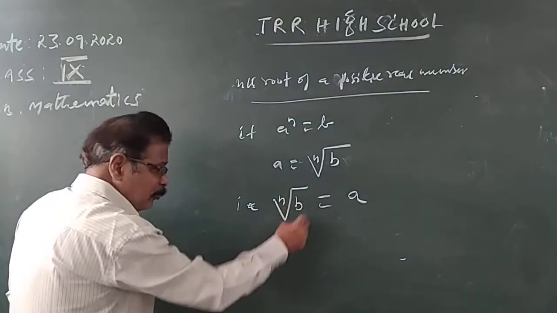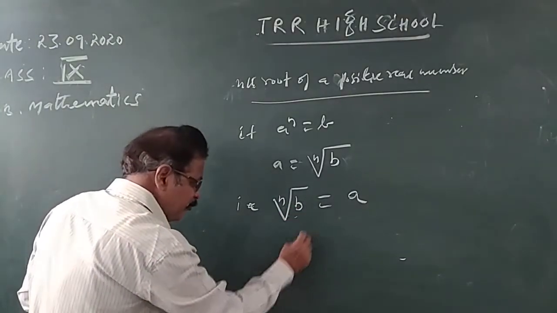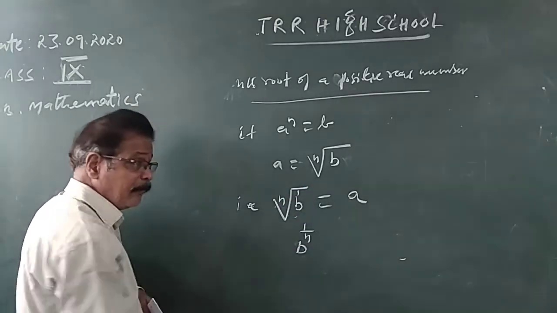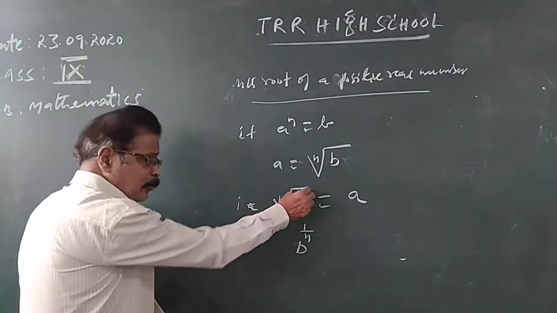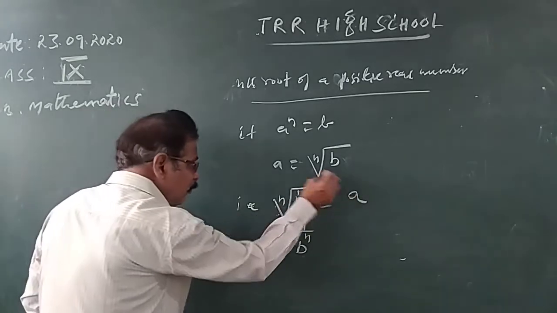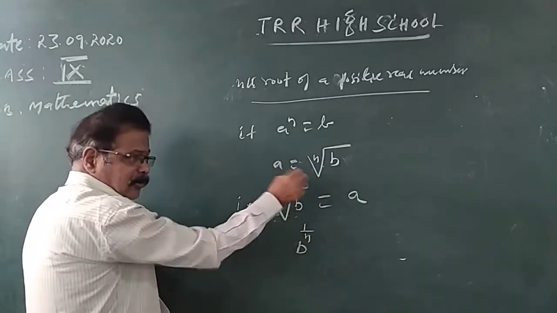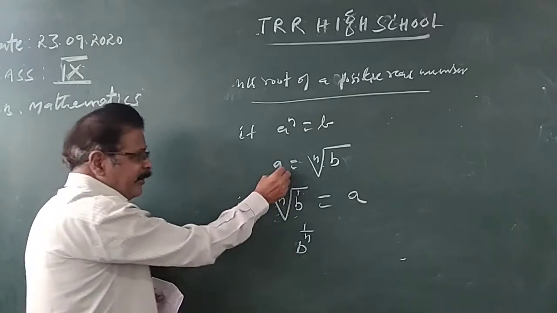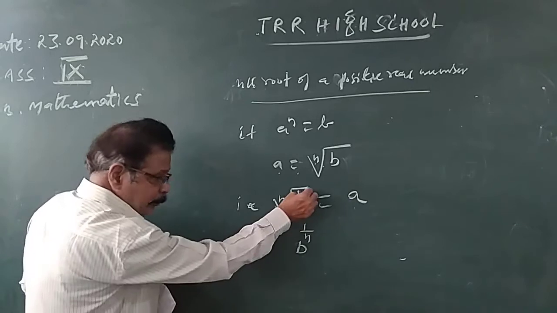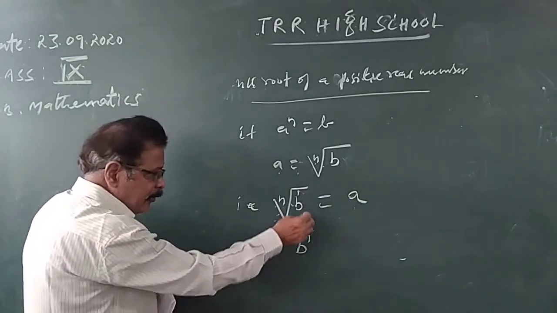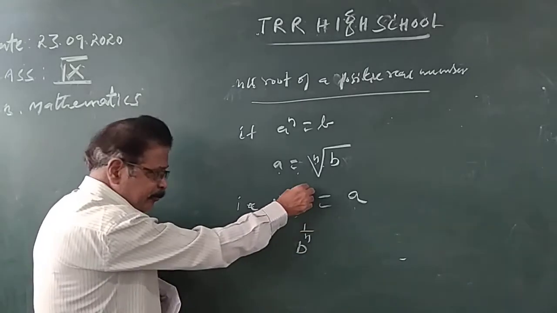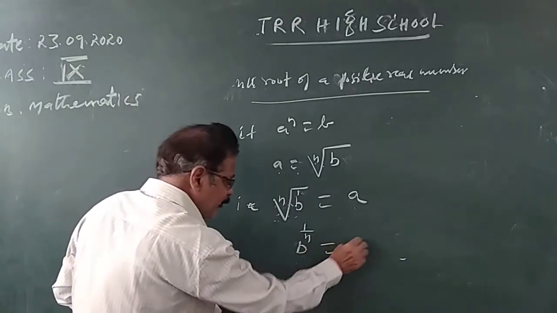Here, how can you write the nth root of b? This is radical form. Change it to exponential form. Here the power is what? 1. So the nth root of b means b to the power of 1 by n. For our convenience, a is equal to the nth root of b, written as the nth root of b equal to a. The order becomes the denominator of this power, b to the power of 1 by n, that equals a.